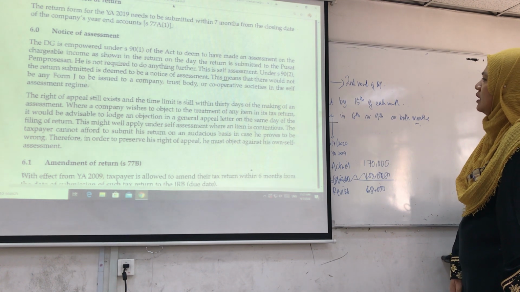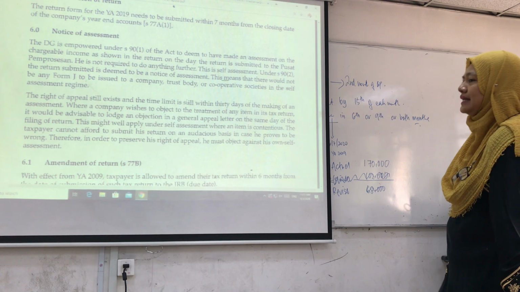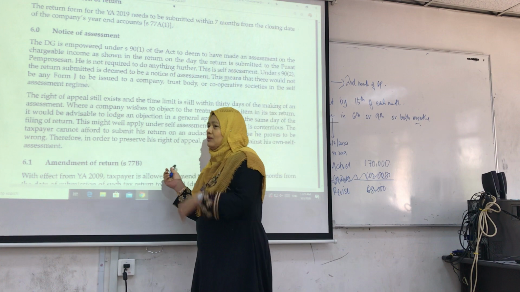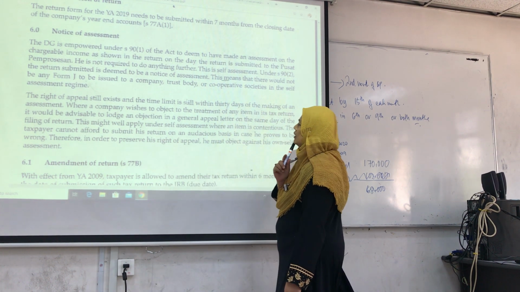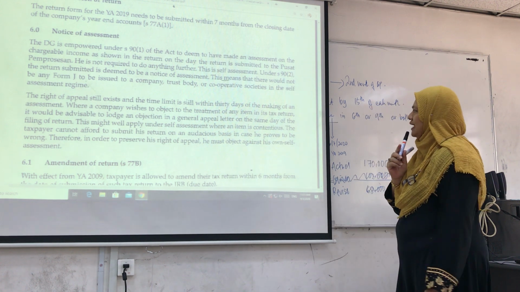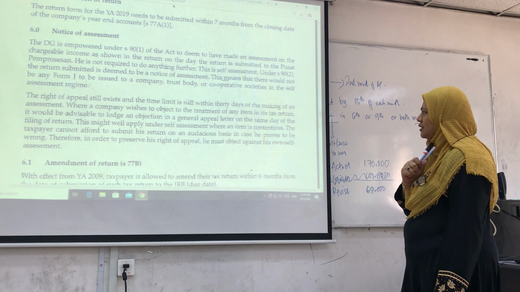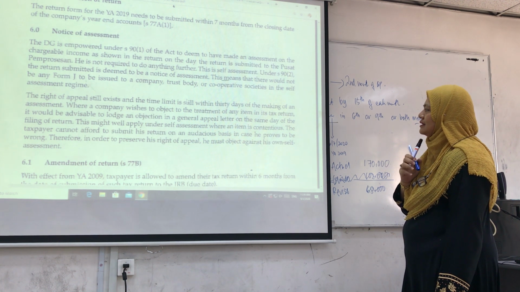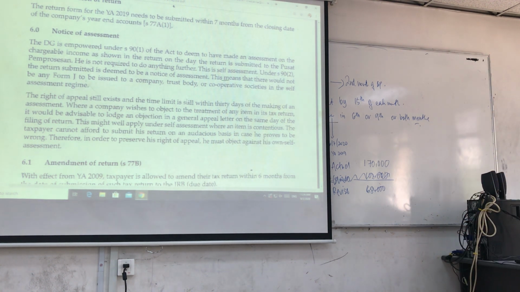And the appeal time limit is still within 30 days of the making of an assessment. It means that if you disagree with whatever amount, you can still appeal, but it must be within 30 days. If the company wishes to object to the tax treatment, it would be advisable to lodge an objection in a general appeal letter on the same day of the filing of the return, as may well apply under the self-assessment system. The taxpayer cannot afford to submit the return on an audacious basis.